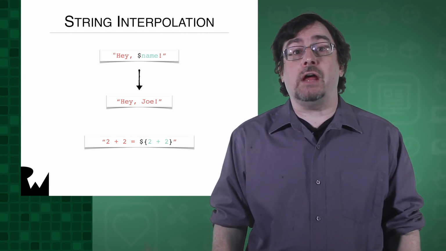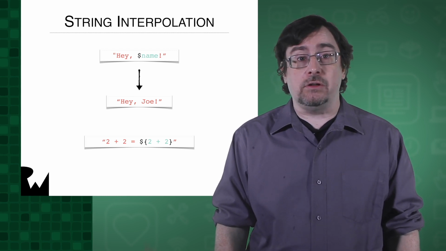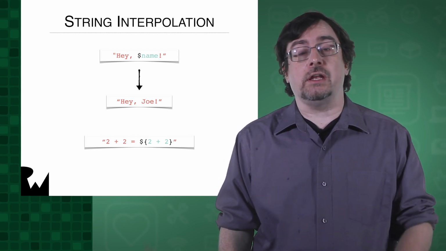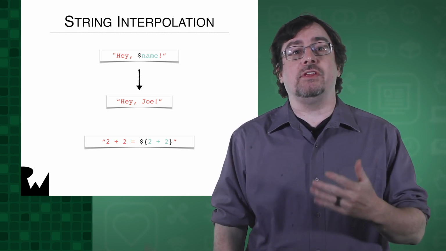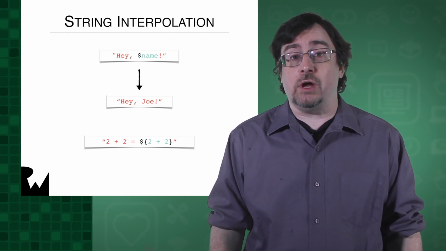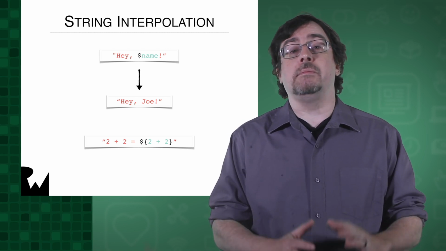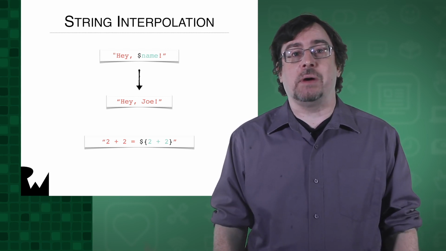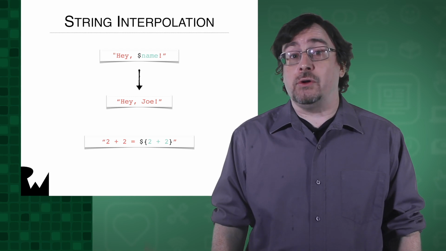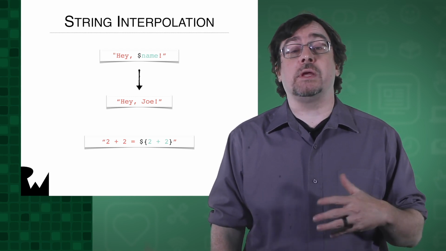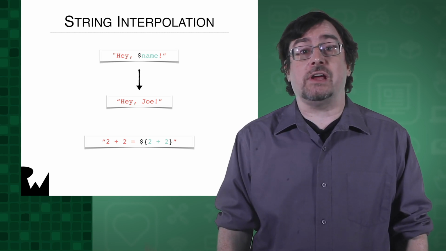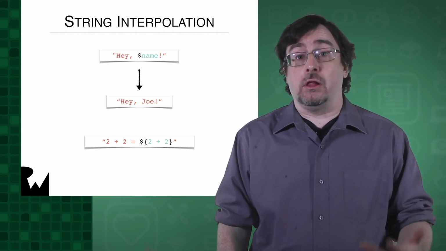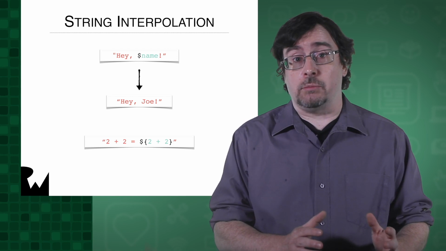To do this, wherever you want the value to appear in your string, you put a $ sign in front of the value inside the string. In this example, if the name is set to Joe at runtime, the string will become Hey Joe, a famous song by Jimi Hendrix. You can also evaluate expressions when performing string interpolation. You just wrap the expression inside curly braces and put a $ sign in front of those curly braces.